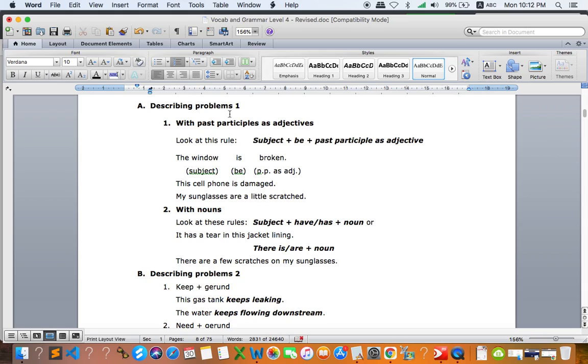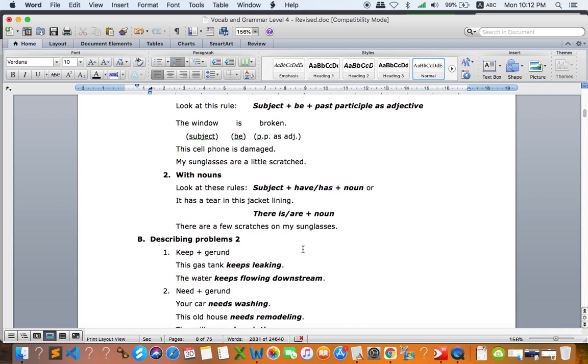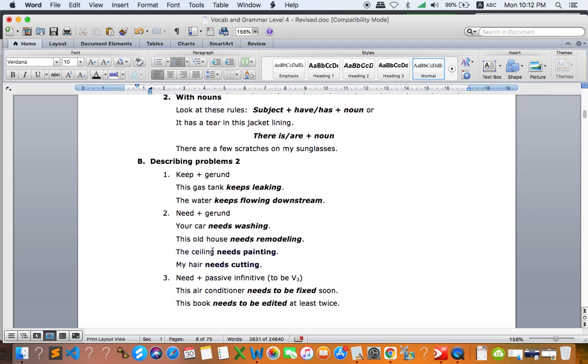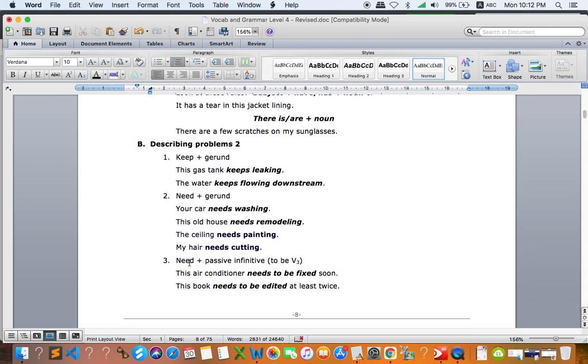Once again, before I go, I just want to wrap up a little bit. To describe problems, we use past participle as adjective, or you can use noun also to describe the problem. With nouns, we have 2 different forms: have or has, or there is or there are. In a similar way, in order to describe problems, we also can use keep plus gerund. But anytime we have problems, we need solutions, so we can use need plus gerund or need plus passive infinitive.